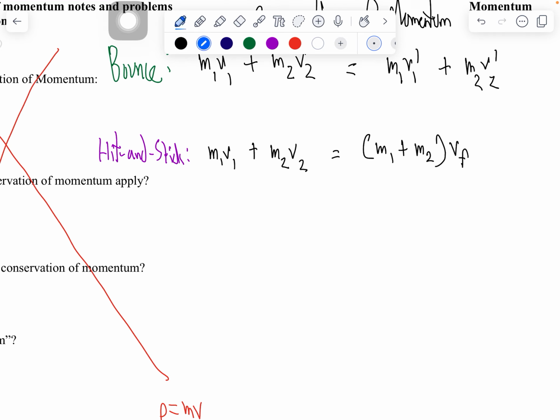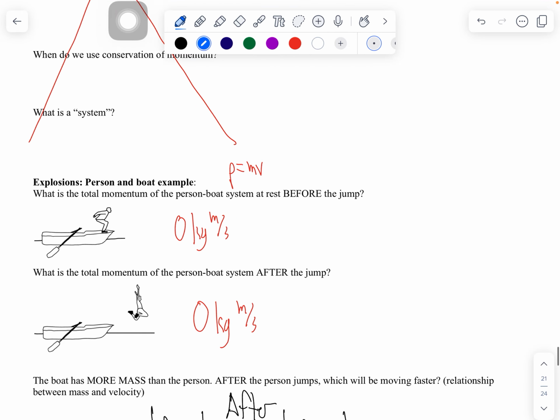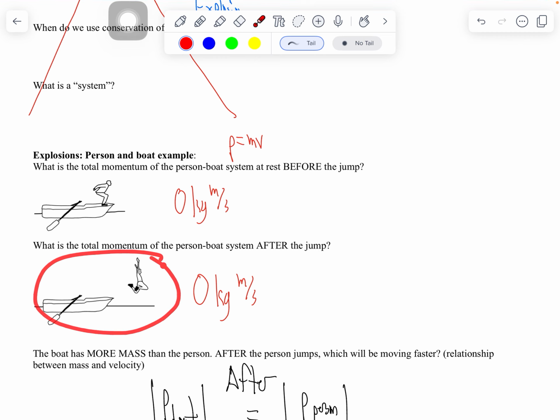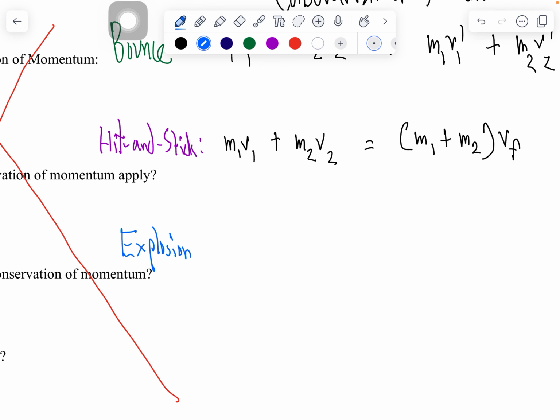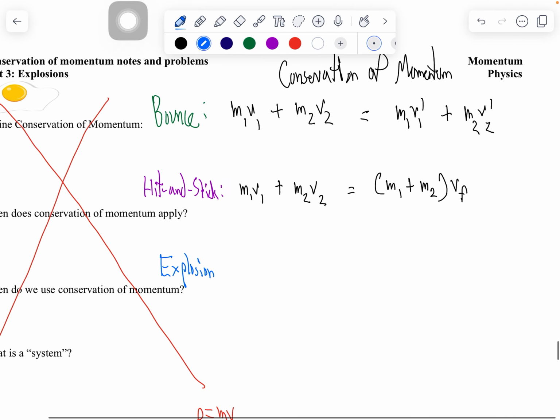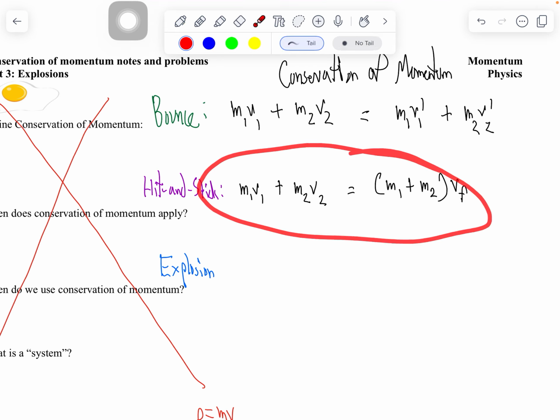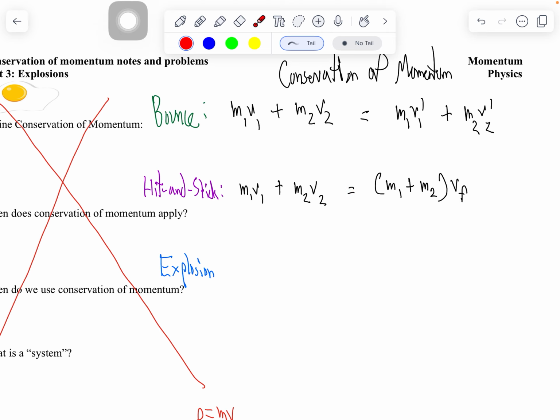What about an explosion? And this is our new part. For an explosion, the objects come apart. Here, in the end, after the collision, you have two separate objects. But before the collision, they are essentially one. They're traveling together. So, do really the opposite of what you did with the hit and stick. In hit and stick, you combined the masses after the collision. For an explosion, you're just going to combine the masses before the collision. They start as one object, traveling with one common velocity. They explode, they separate into two separate objects.